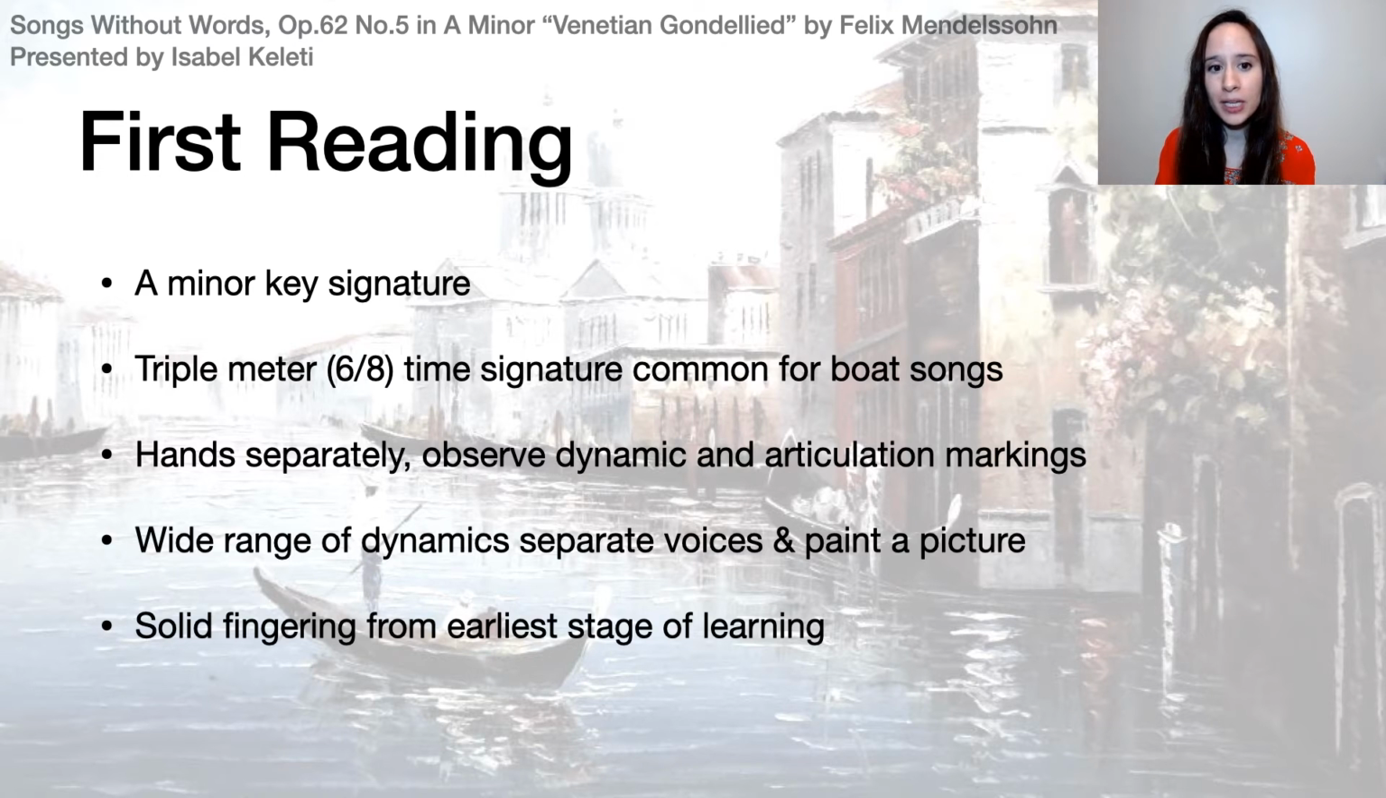A student should begin by reading the notes of each hand, observing all dynamic and articulation markings. The dynamics range widely from pianissimo to fortissimo, and the student should even observe the subtle differences between pianissimo and piano. Mendelssohn's dynamic markings help separate the voices, which paint a picture in the listener's mind. In the first reading, I would clear up any ambiguities for the student. I would ensure their fingering suits their hand shape from the very earliest stage of learning.